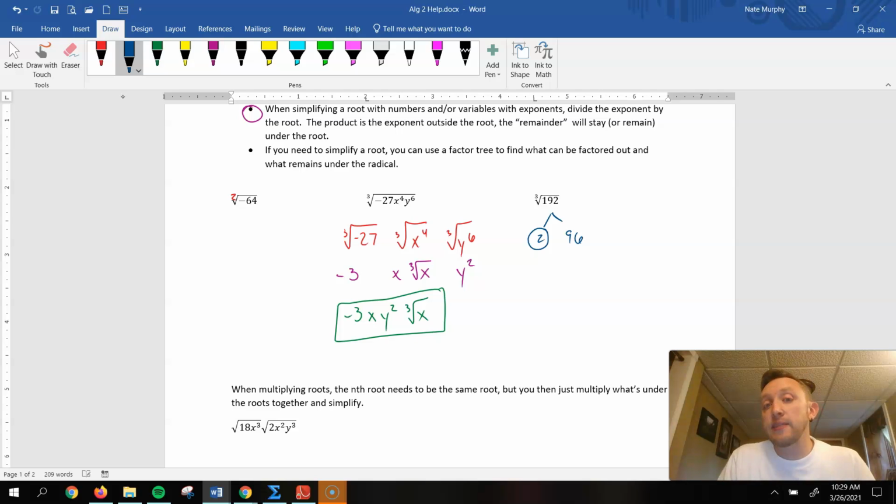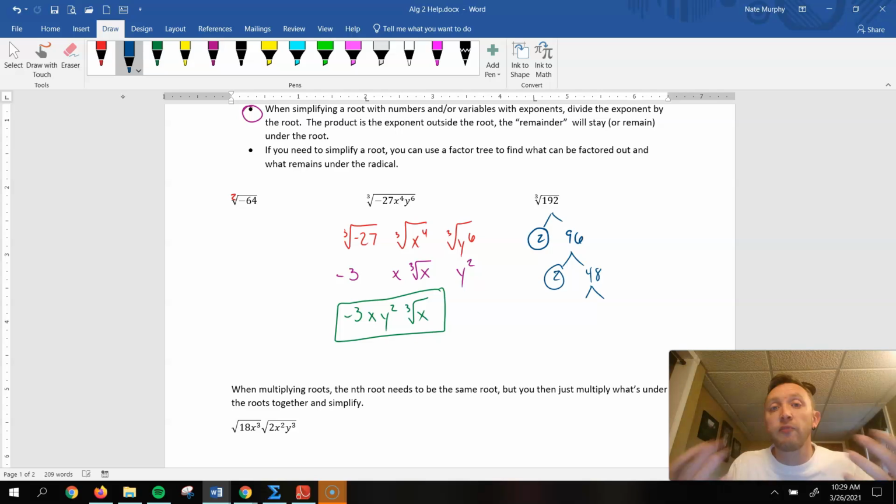Okay, let's look at 96. So 2 is prime. 96 is clearly not prime. It's even. If you're looking to see what 2 numbers multiply together to give you 96, well, 2 times 48 is 96. You can break up 48 into 2 times 24 and keep going that way if you wanted to, but you're just looking for any numbers.